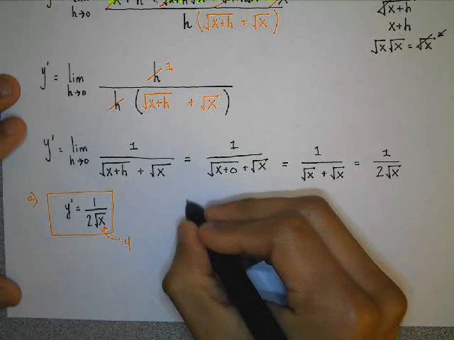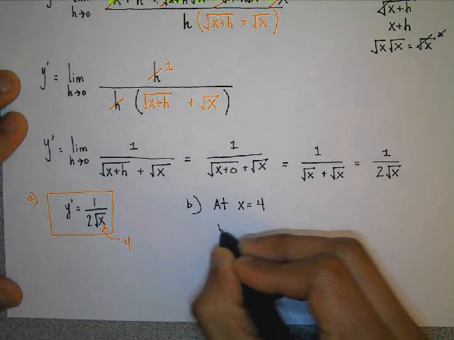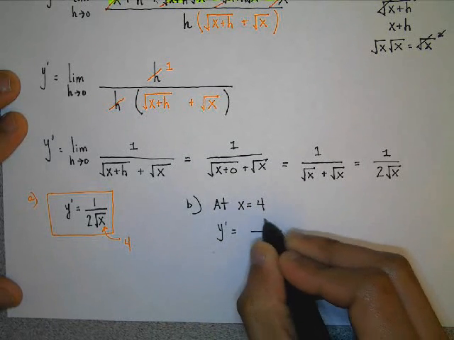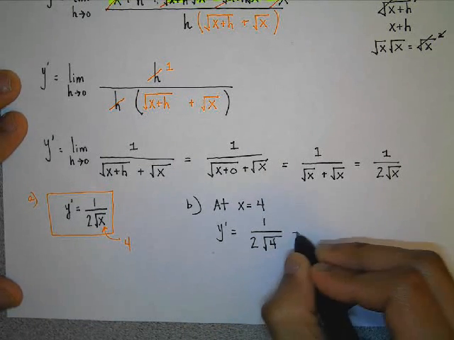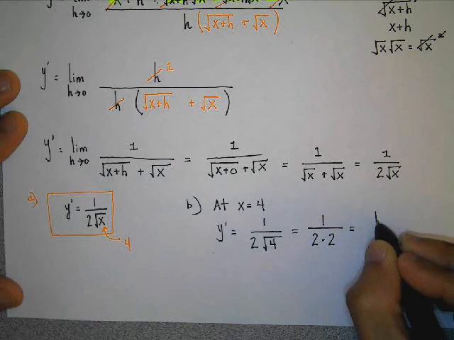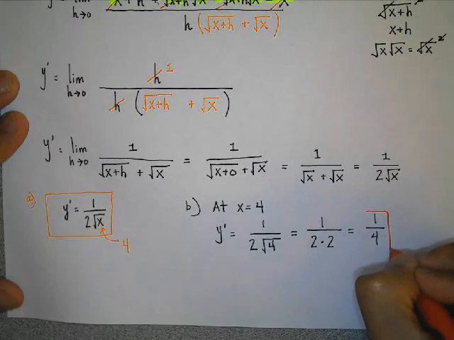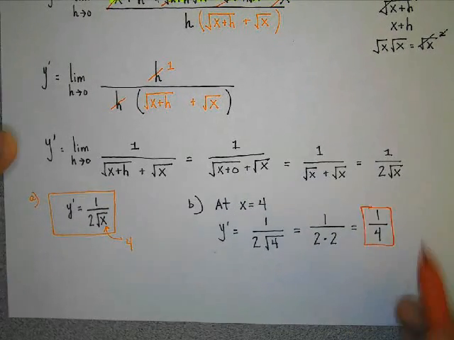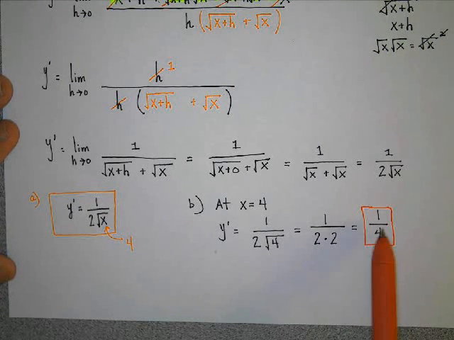So to answer the question for part B, at x equals 4, y prime is equal to 1 over 2 square root of 4, because we're going to substitute 4 now. And the square root of 4 is 2, so we're going to end up with 2 times 2 in the denominator, and we end up with 1/4. So if this was an application problem of some type and we had some units, we could say, at 4 seconds, the particle is moving at 1/4 meter per second, or something like that. But here it's just a straightforward calculation. So the answer to part B is 1/4.